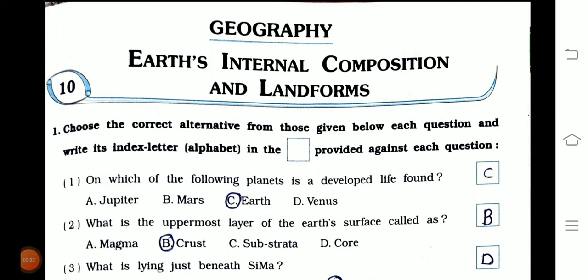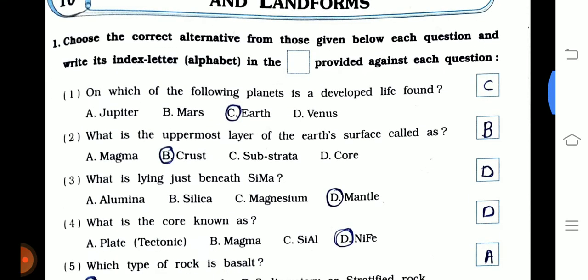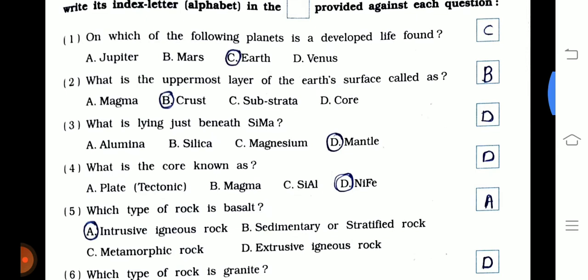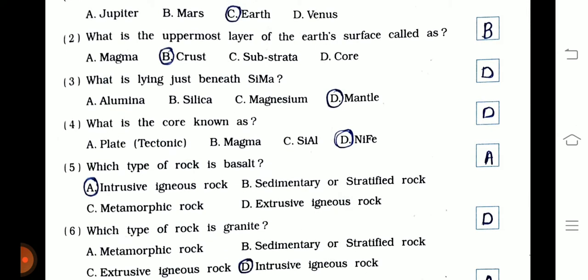Hello friends, today we are going to start chapter 10 of class 7, Geography: Earth's internal composition and landforms. The first question is choose the correct alternative. So you can directly copy down the answers. Here I have circled and written the answers.